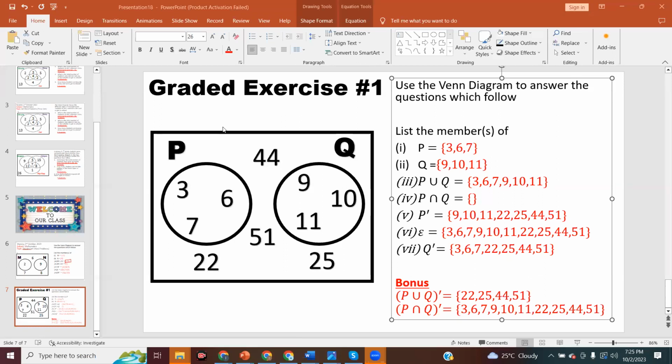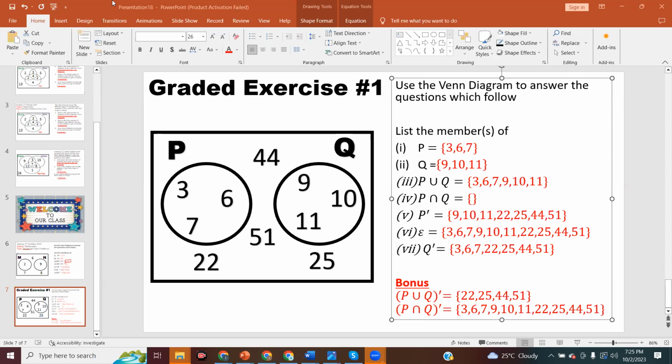Okay, someone has a question? Could you explain bonus P intersect Q, please? Okay, so P intersect Q. Is there any intersection? No, sir. So basically what this is saying is, this is P intersect Q complement, so you want everything except for the intersection. But there's no intersection. Yes, sir. So you just have to put all the numbers.